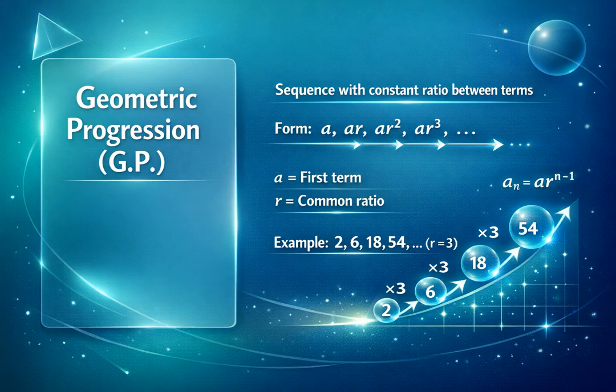A geometric progression, or GP, is a sequence where each term is a constant multiple of the previous term. The form is a, ar, ar squared, ar cubed, and so on. Here a is the first term and r is the common ratio. For example, 2, 6, 18, 54 has r equal to 3.